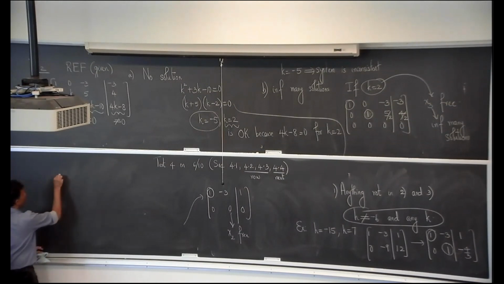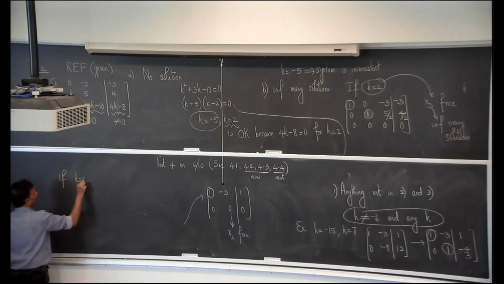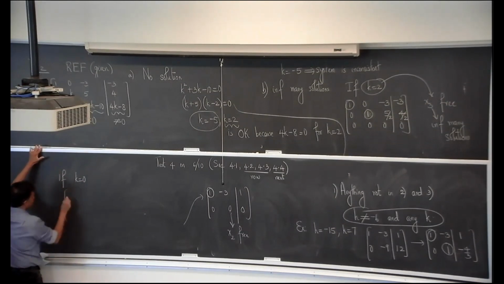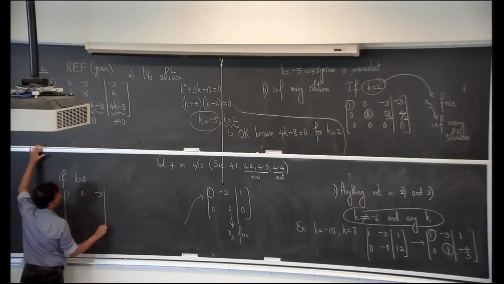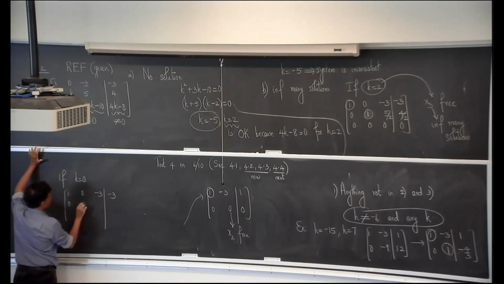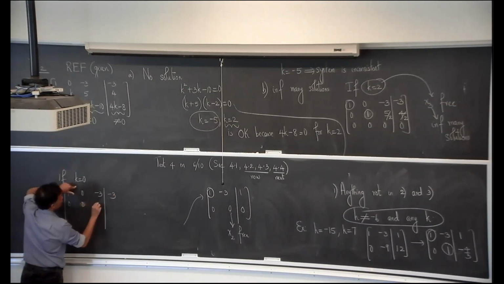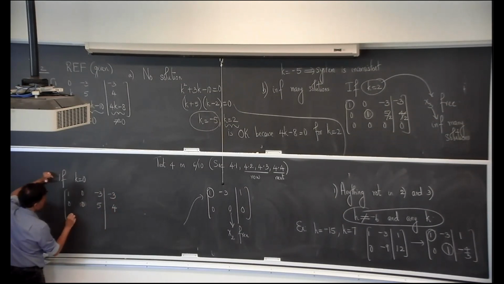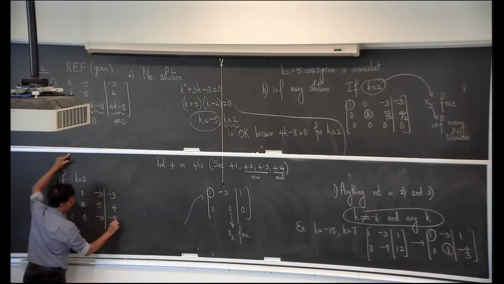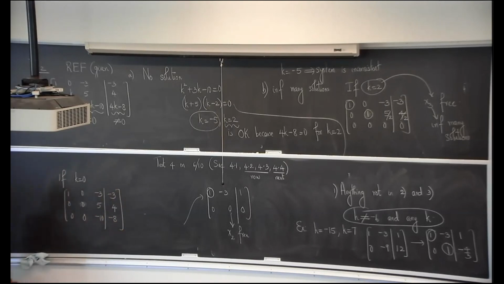If K equals 0, you're just trying to make sure that x2 is never a free variable, but unfortunately it could be. If K equals 0, we have 1, 0, negative 3, negative 3, 0, 2, sorry, 0, 0, 5, 4, and 0, 0, negative 10, negative 8. So plugging in K equals 0 into that matrix gives you these numbers.